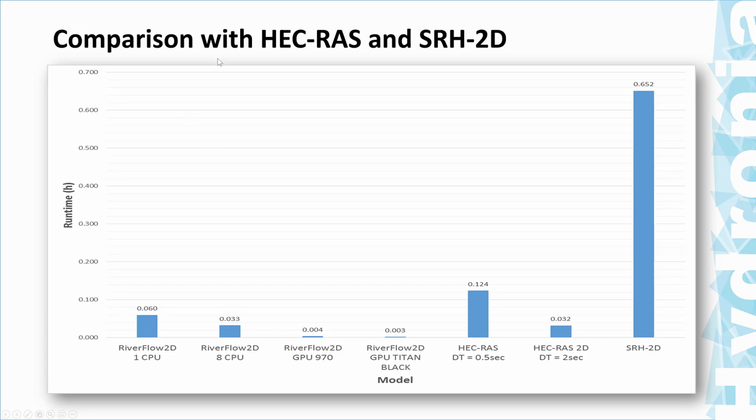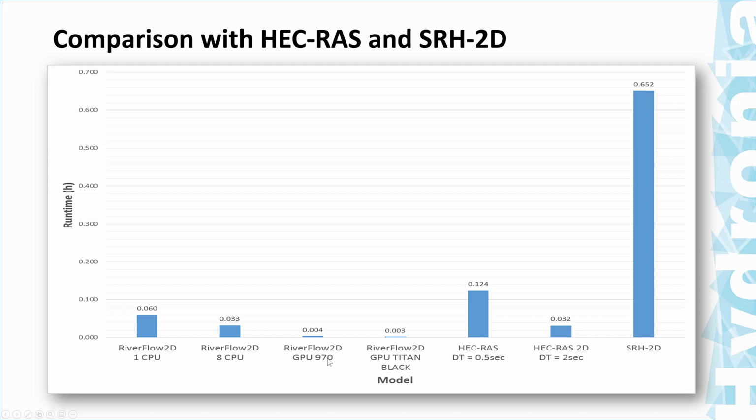So this is a comparison of times with HEC-RAS 2D and SRH2D, which are two US-developed models. They are free, and we wanted to compare computer times. So what you see here is the runtime with different cards. This is Riverflow2D, which is the engine of Hydrobit Flood, with one CPU. It takes 0.06 hours, and this is with 8 CPUs.